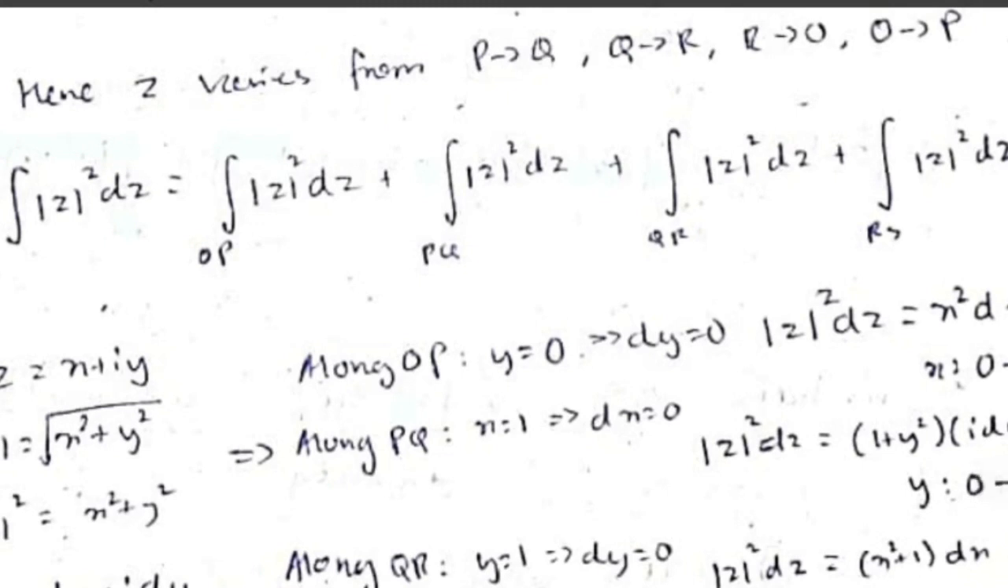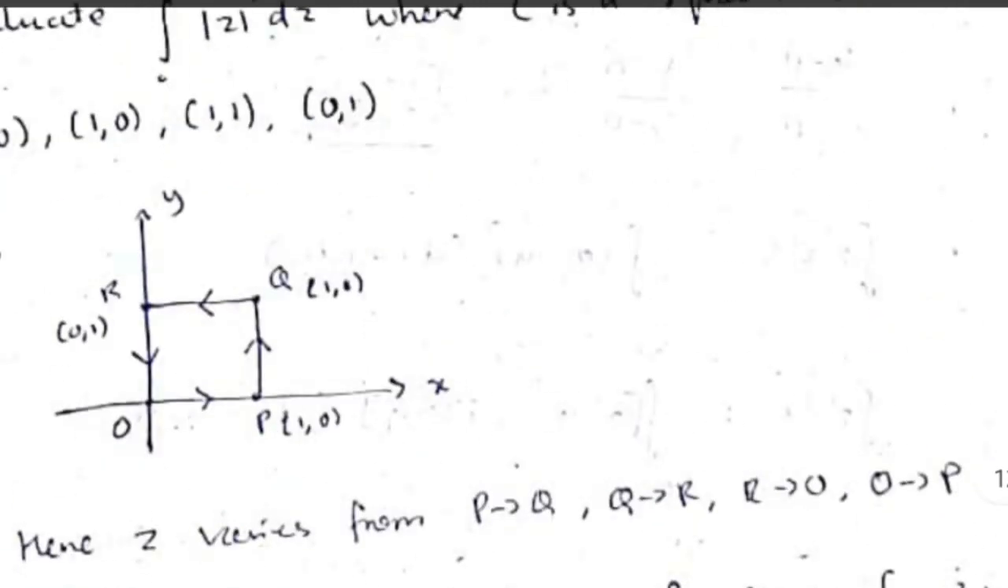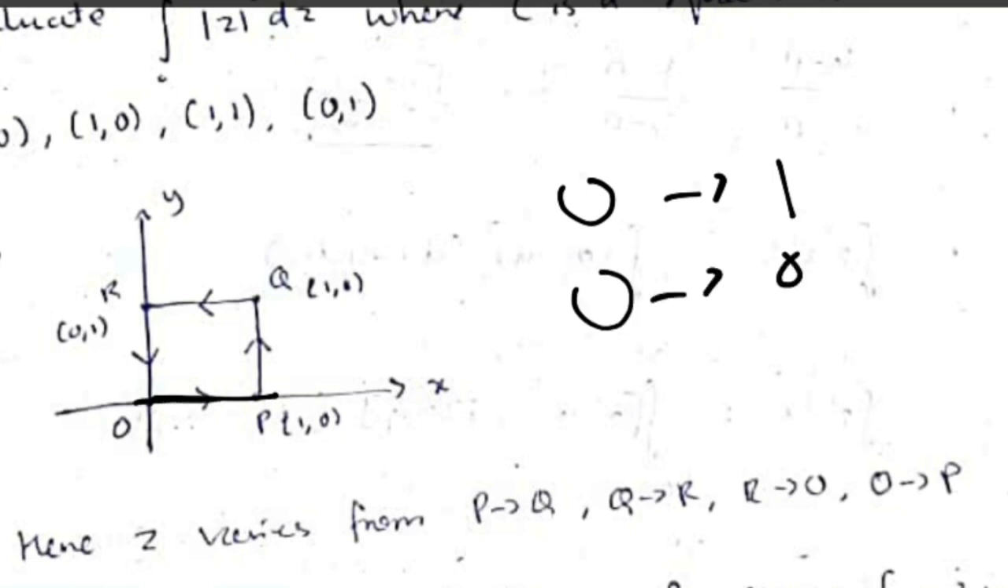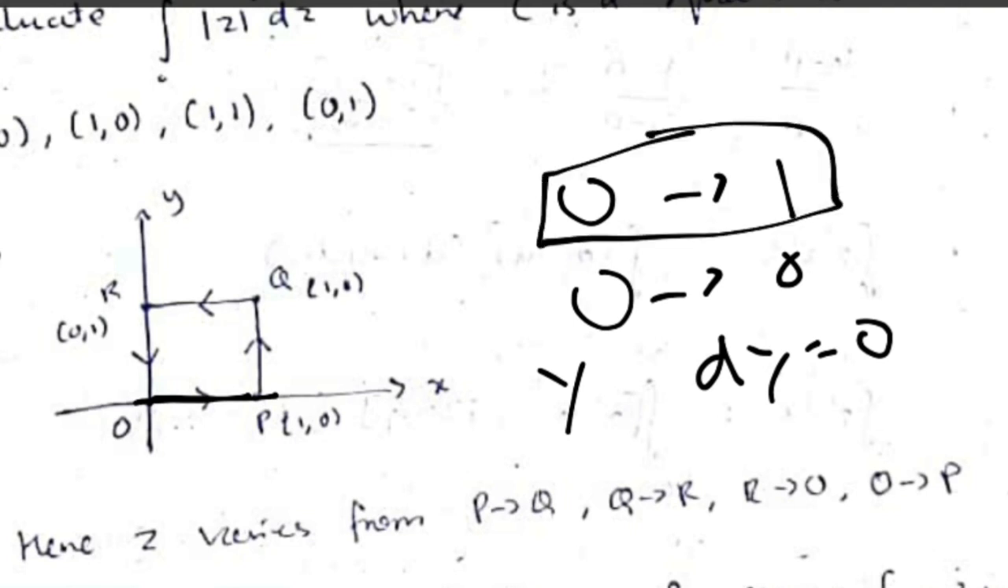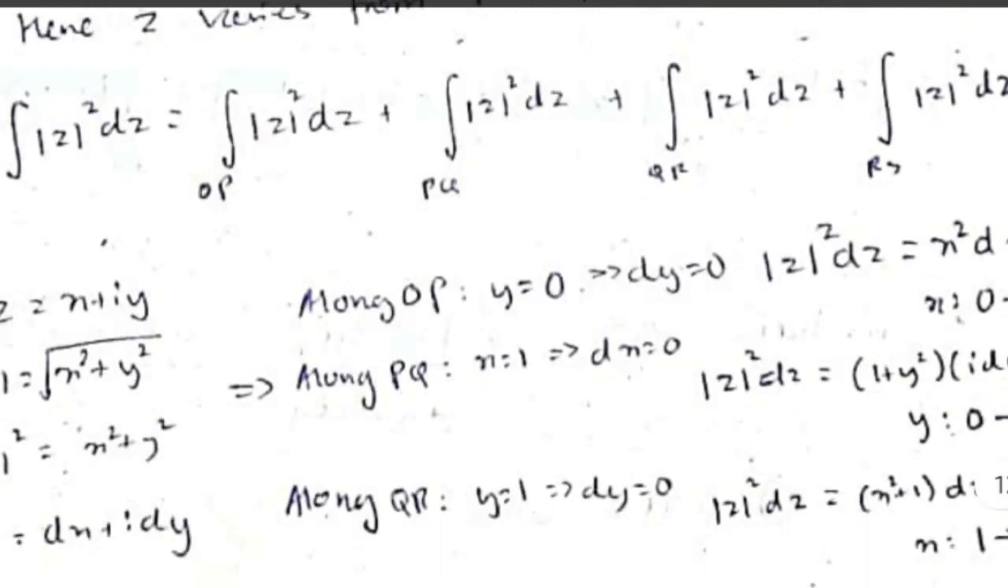Here, we'll have 4 cases. In the first case, the curve will be taken from O to P. In O to P, x is varying from 0 to 1 and y remains constant at 0, since it's a straight line parallel to the x axis. So in this case, y is 0, therefore dy will also be 0 and x will be varying from 0 to 1.